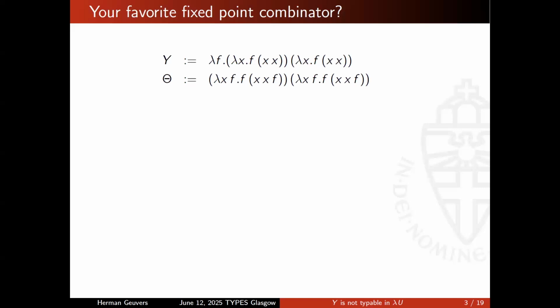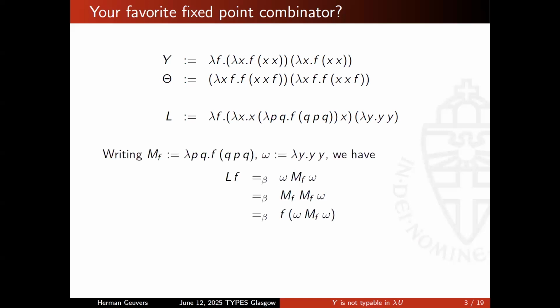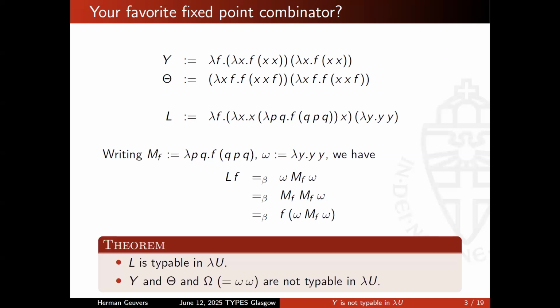I have another one, which is my favorite, which is this one actually. This is L. That's not a very well-known fixed point combinator. You may not even believe it's a fixed point combinator, but here I've written it out. If M_F is this funny term here in the middle, and omega is just this thing in the back, then you see that L F is omega, M_F omega, M_F, M_F omega, and you get that one. So, okay, so it's a fixed point combinator. And I'll tell you later why this is my favorite fixed point combinator. Or maybe I'll tell you now. L is typable in lambda U, and Y and theta and big omega are not typable in lambda U. So that's actually the story here.